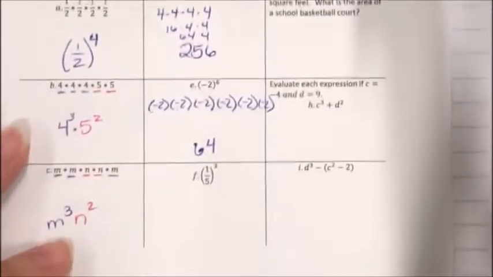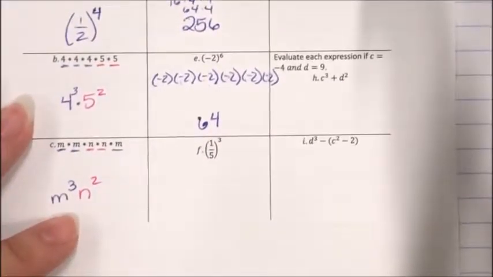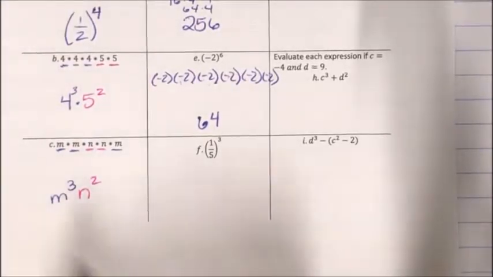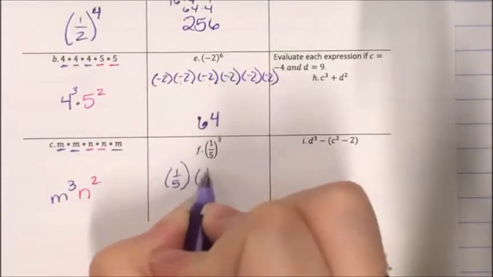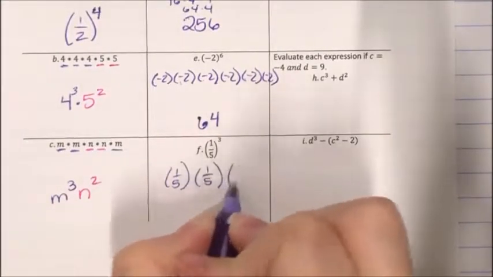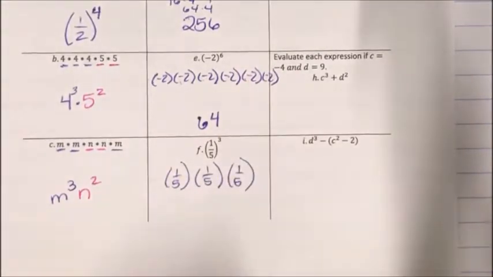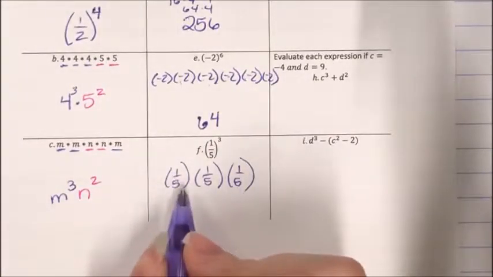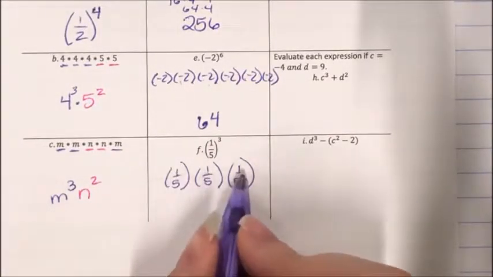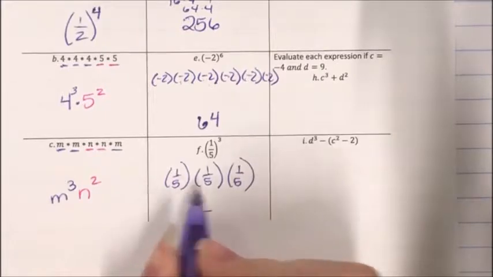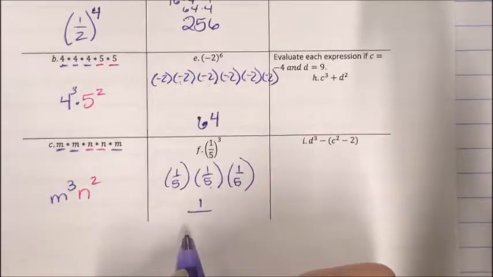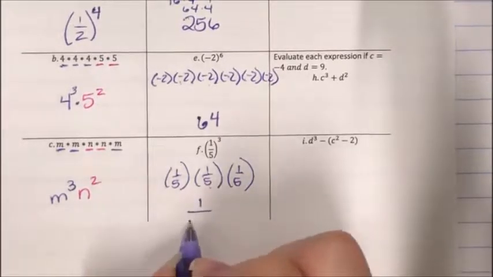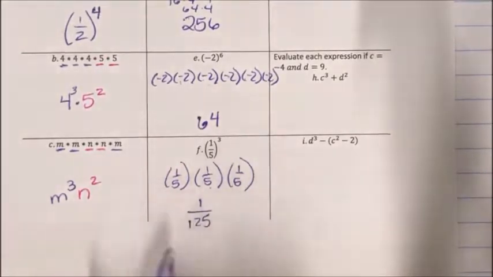Okay. Then the last one in this column is 1/5 to the 3rd power. So that means 1/5 times 1/5 times 1/5. So this, I just multiply straight across. 1 times 1 times 1 is 1. 5 times 5 is 25. Times 5 gives me 125. So my final answer is 1/125.